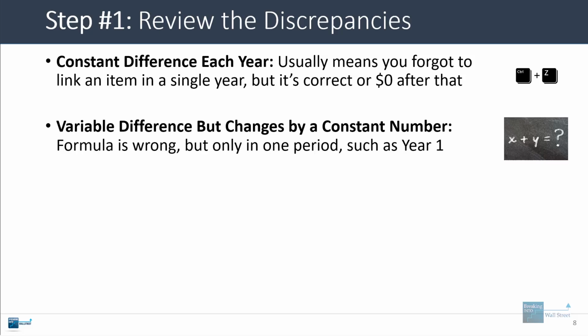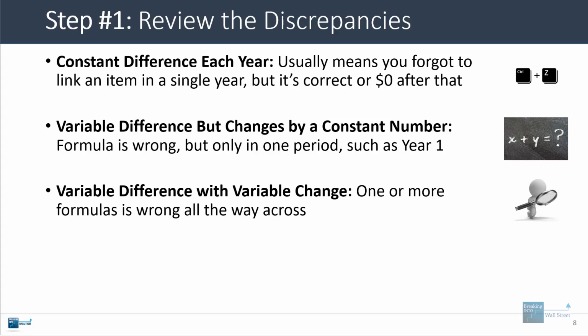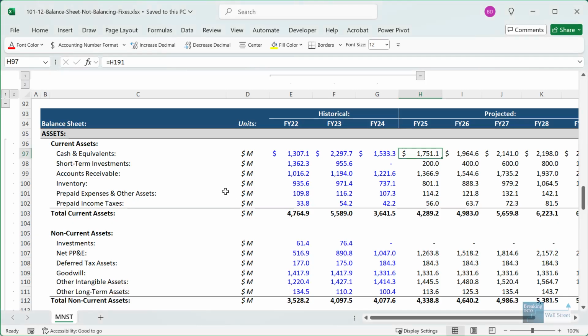If there is a variable difference, but it changes by a constant number, then usually this means that some formula is wrong, but it only happens in one period, such as year 1. And then the hardest case, the most common one, is where the difference is variable and it's also changing by a variable amount each year. And typically this means that at least one formula is wrong and it's wrong all the way across the entire projected period. Let's go to our Excel file here and see what we can say.